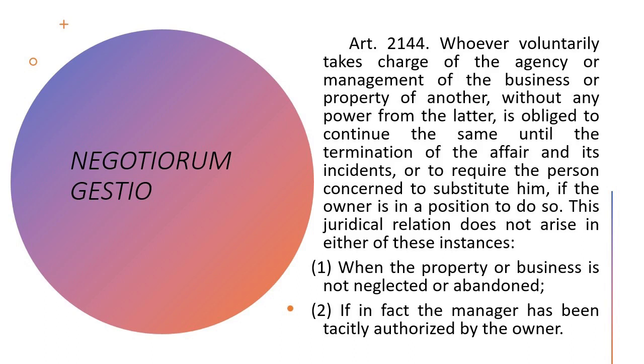Whoever voluntarily takes charge of the agency or management of the business or property of another without any power from the latter is obliged to continue the same until the termination of the affair and its incidents, or to require the person concerned to substitute him if the owner is in a position to do so. This juridical relation does not arise in either of these instances: 1. When the property or business is not neglected or abandoned. 2. If in fact the manager has been tacitly authorized by the owner.